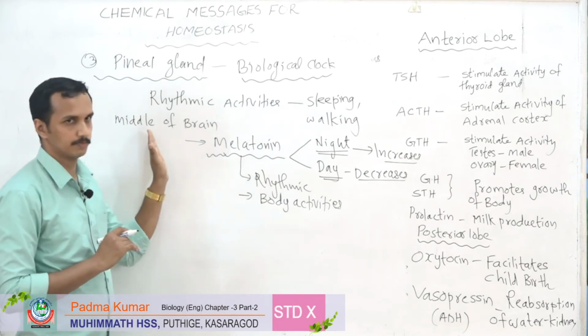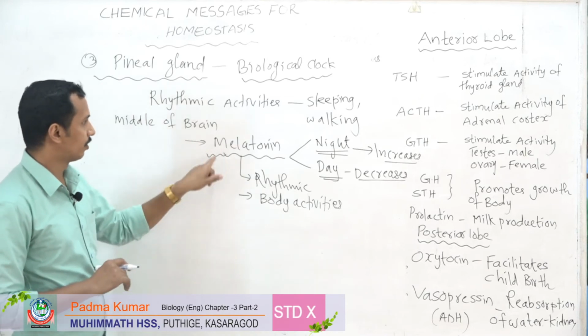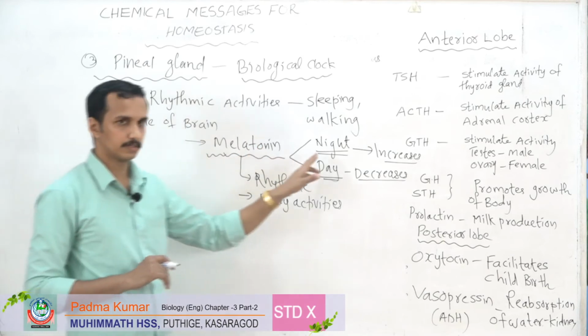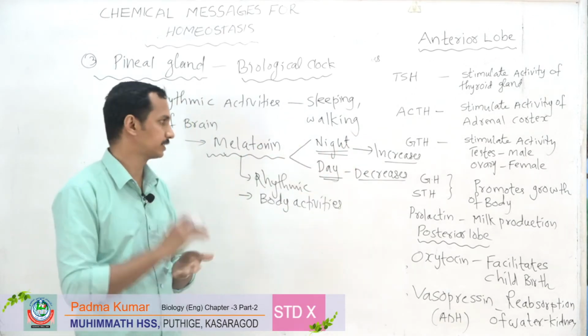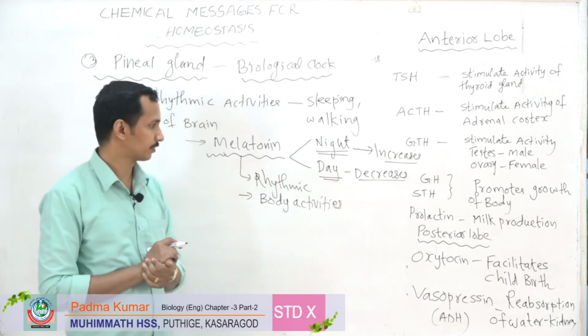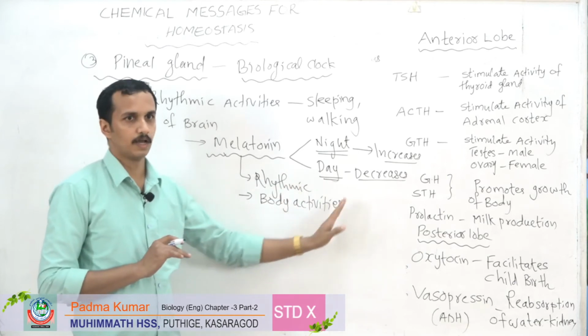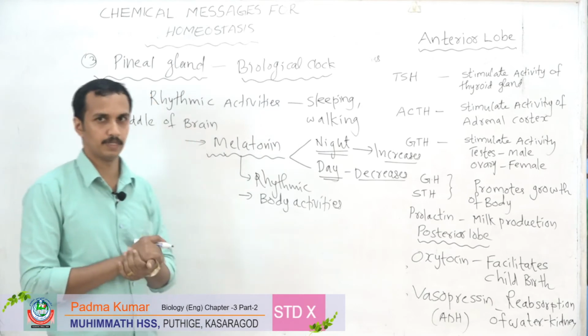Where is it present? It is present in the middle of the brain. The hormone secreted by pineal gland is known as melatonin. The amount of melatonin is more during night, and daytime it usually decreases. Then it is associated with rhythmic activities and other body activity. So this is about pineal gland.